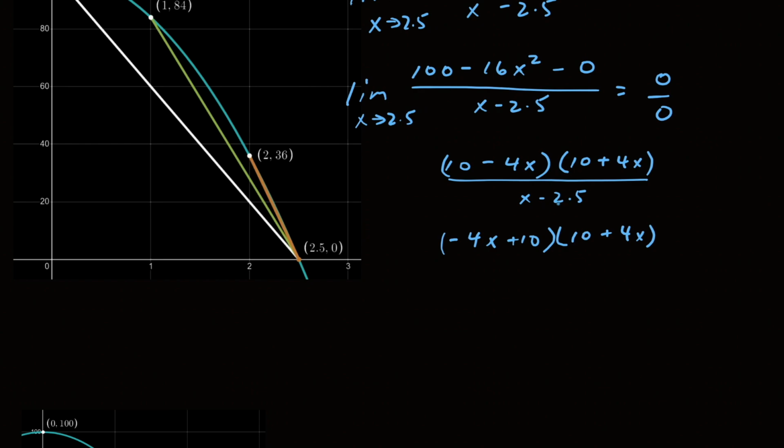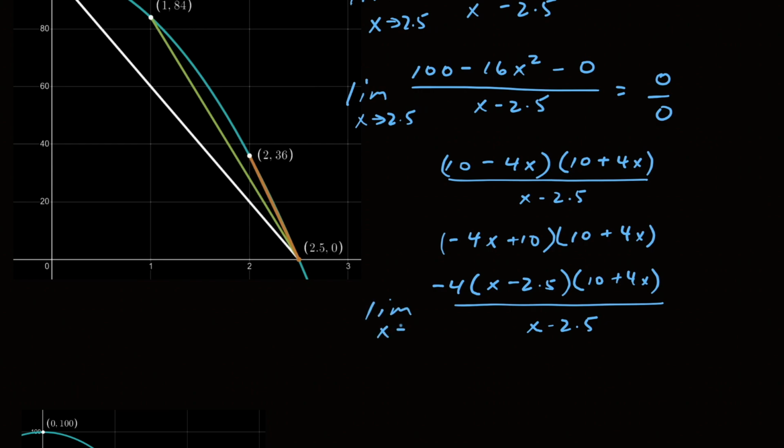We're looking for x minus 2.5, so we can kind of see that hidden here if we factor out the negative 4. If I do that, we have negative 4 times x minus 2.5, there it is, times 10 plus 4x, all over x minus 2.5. Again, this is just the algebra, which sometimes can be a little messy. This isn't too bad. The x minus 2.5 is going to cancel. That means we can substitute the 2.5 in to get our final answer.